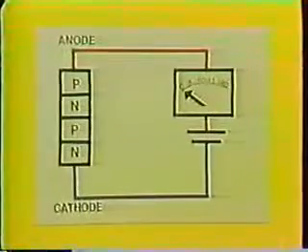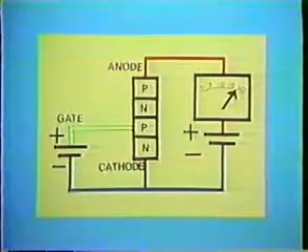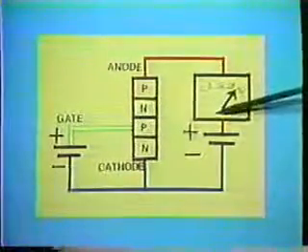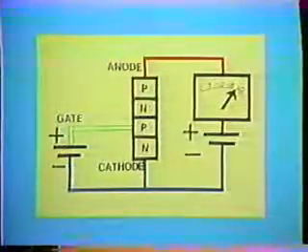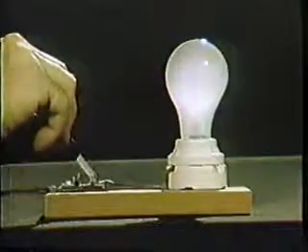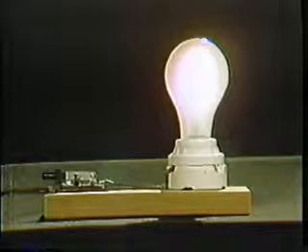In order for the SCR to conduct, it is not sufficient to have a positive or plus voltage on the anode and a negative or minus voltage on the cathode. A positive voltage must also be applied to the gate for current to flow through the SCR. When sufficient gate current flows, the SCR will turn on suddenly, much like a switch that is suddenly closed. In this respect, the SCR resembles a transistor.